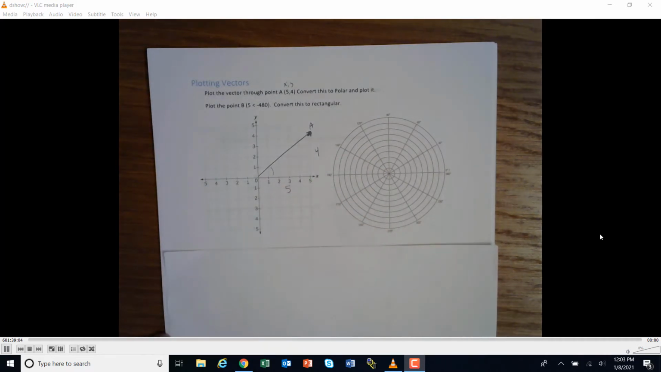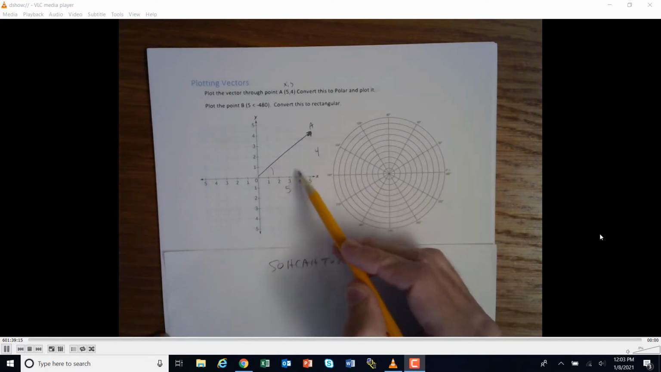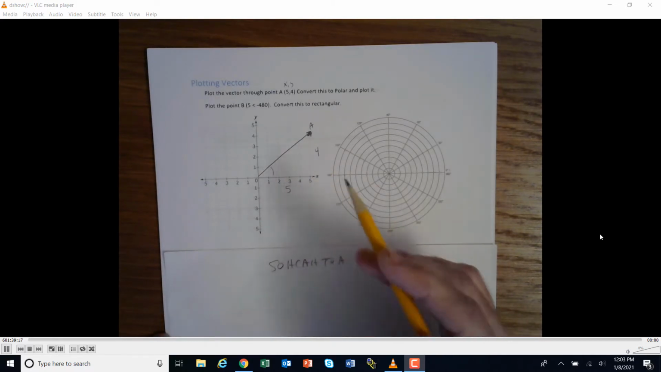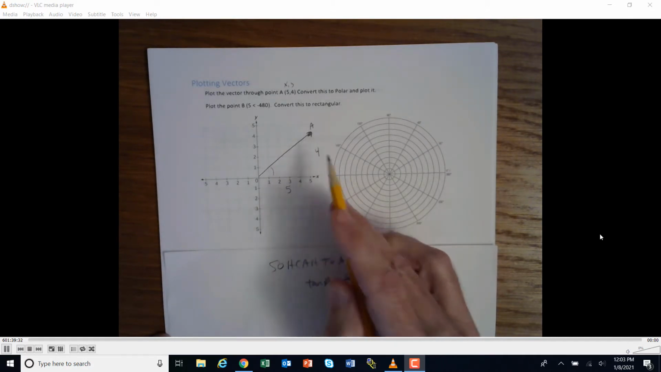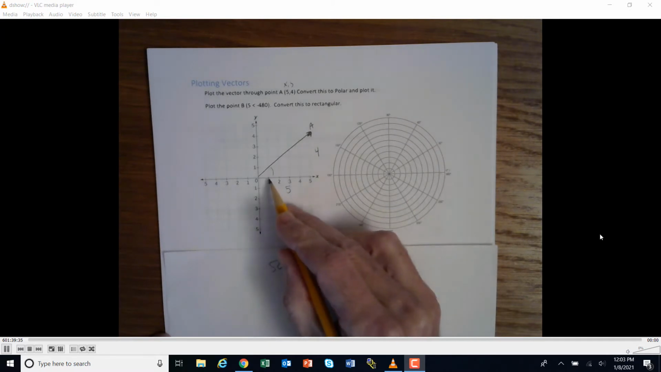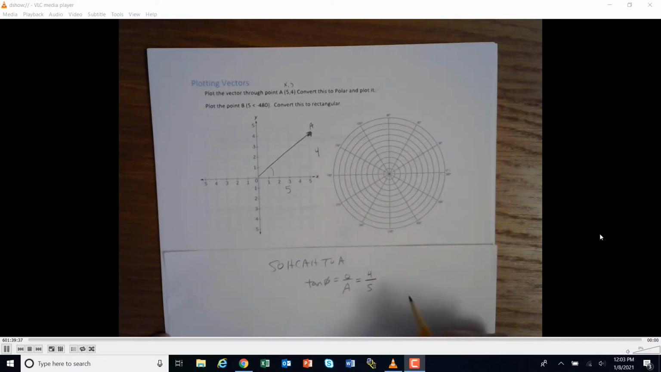Well, we're going to use our trigonometry, which is SOHCAHTOA, and because we're talking about polars, and we see that we have the opposite and the adjacent, we're going to use tan. So tan of theta is equal to the opposite over the adjacent. The opposite is 4, and for the adjacent, we've got 5. But we want the angle, so we need to take the inverse function of that.